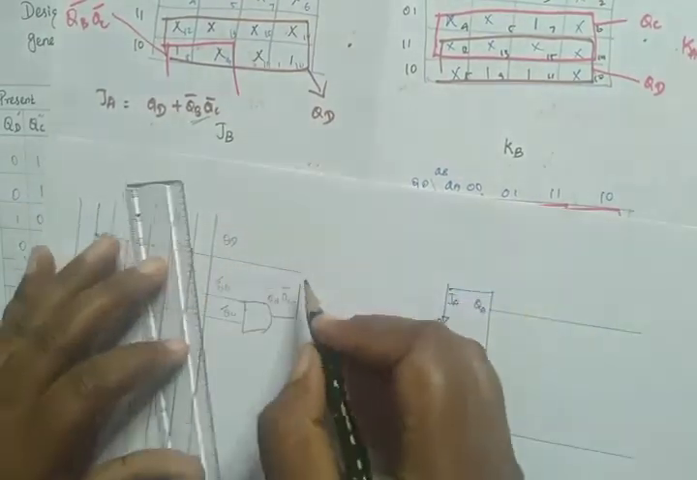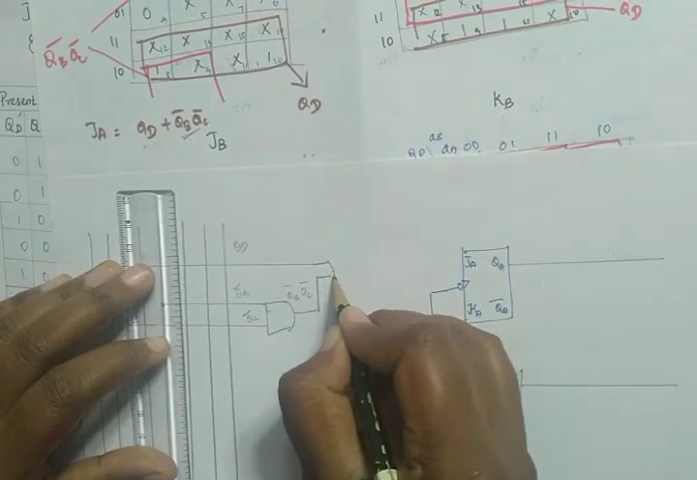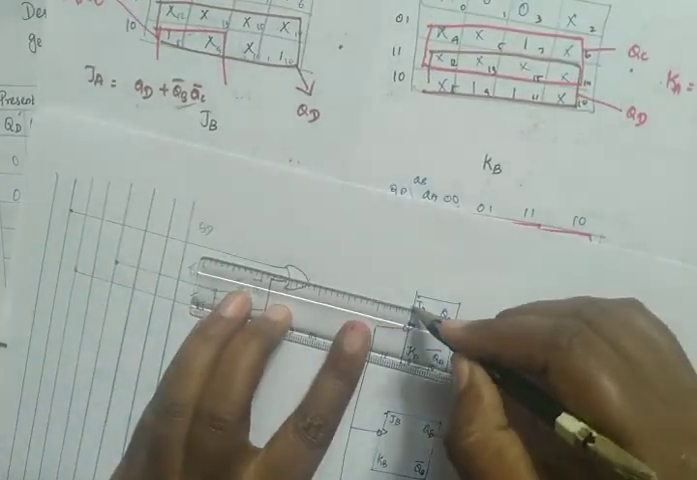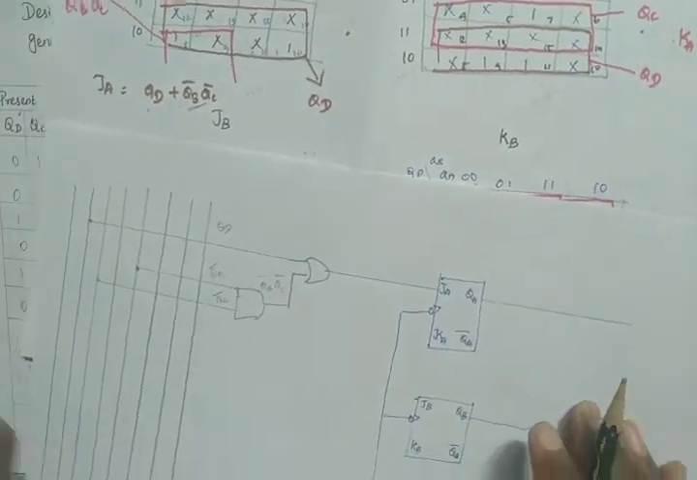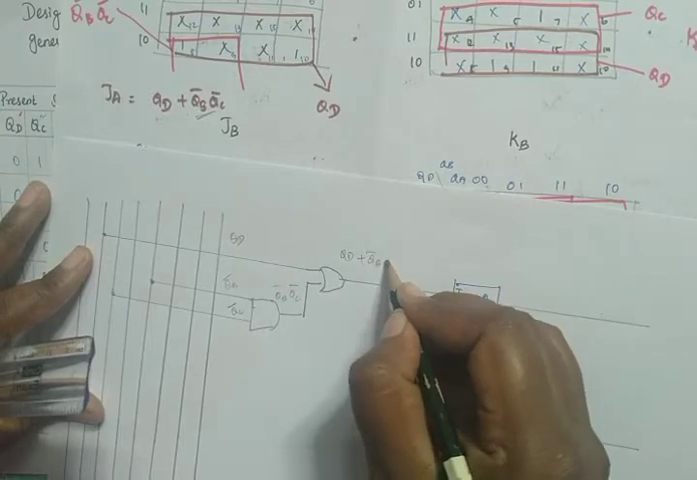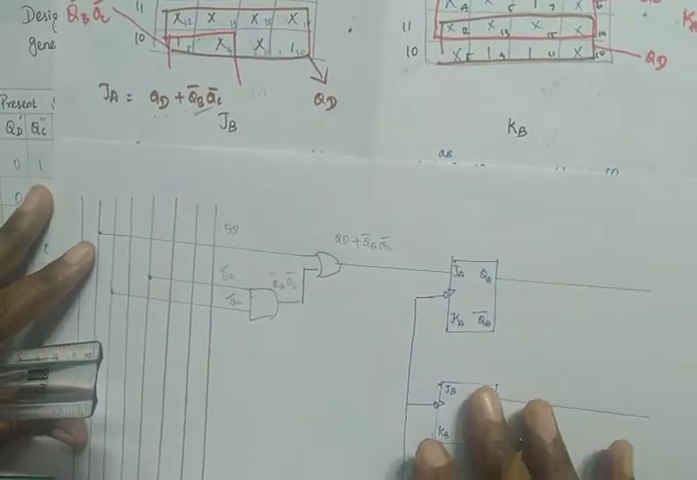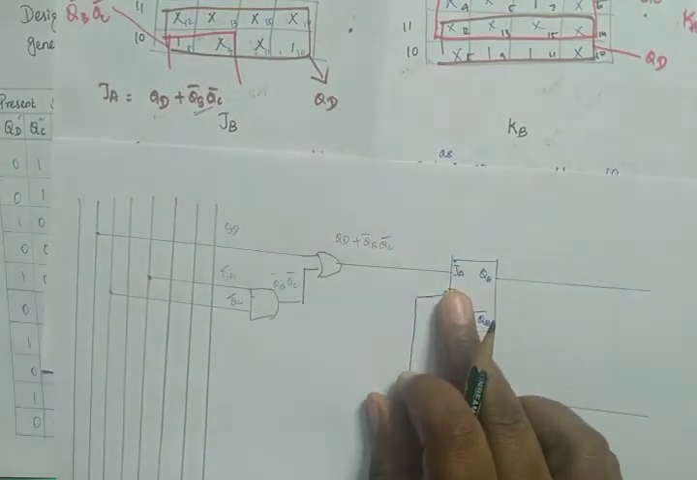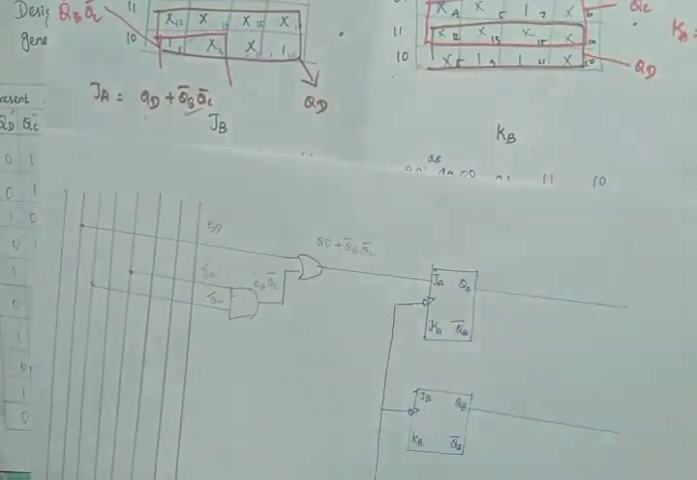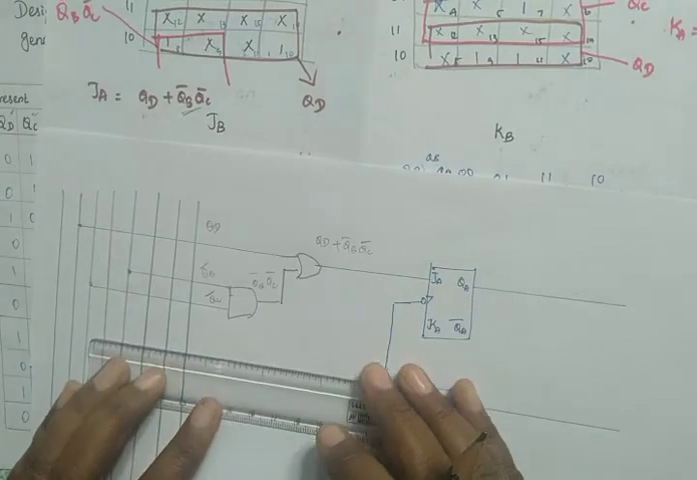Now add this by using an OR gate, and this is the input for this JA flip-flop. So this is QD plus QB bar, QC bar. This is the input for this JK flip-flop. Then KA. What is KA? QC.